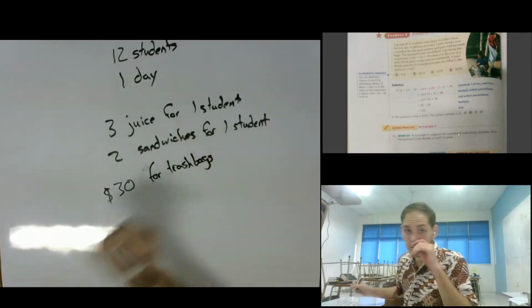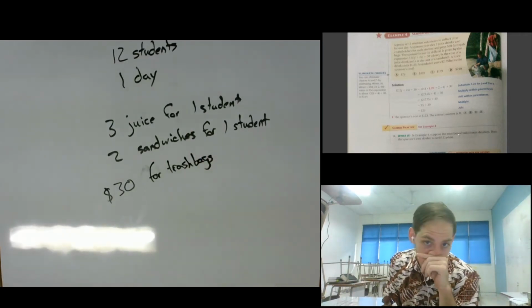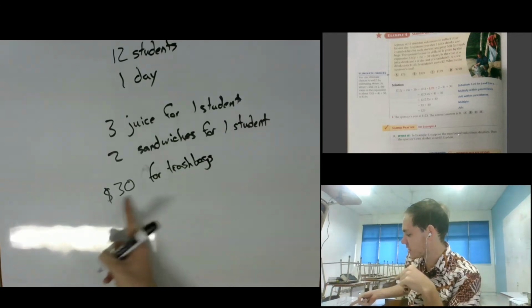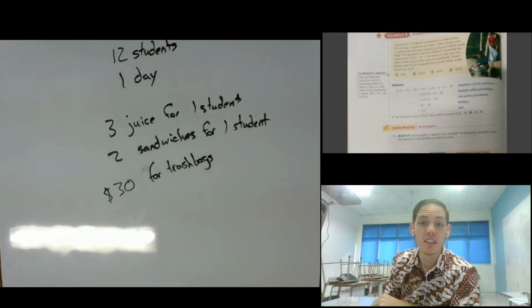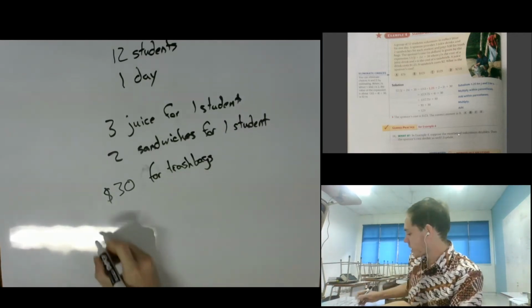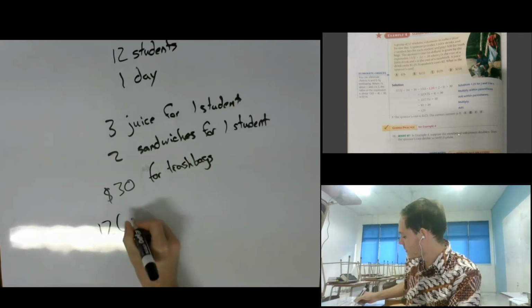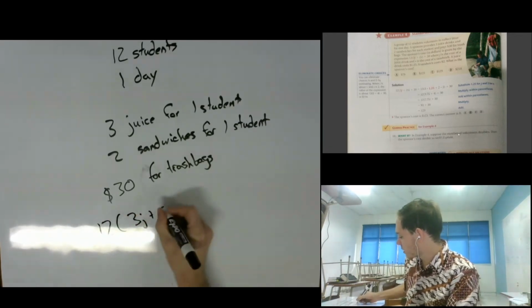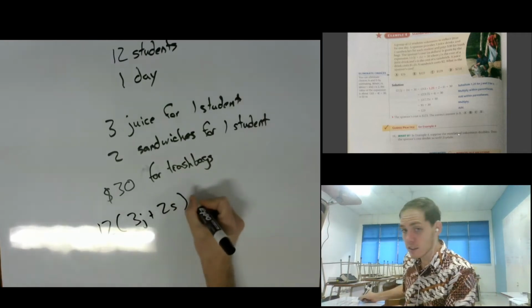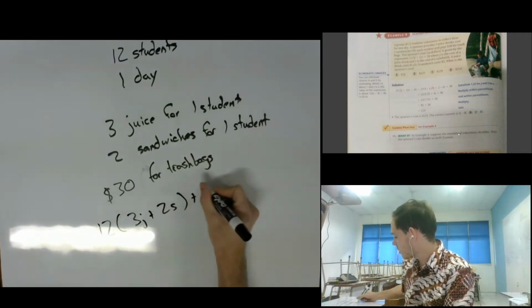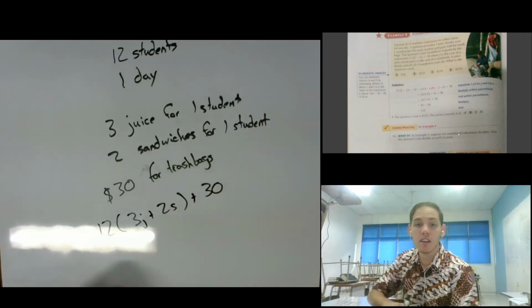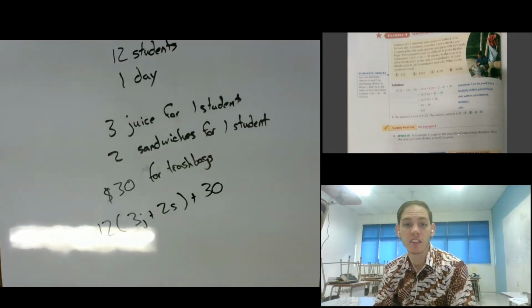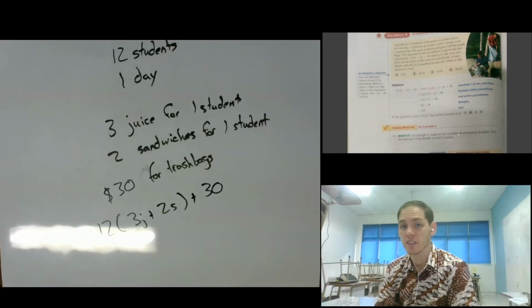Okay. Now, sponsor costs. So now we're looking at costs because that dollar sign tells us where we're going here. Cost in dollars is given by the expression. Hey, look at that. 12(3j + 2s) + 30, where j is the cost for juice and s is the cost for sandwiches.